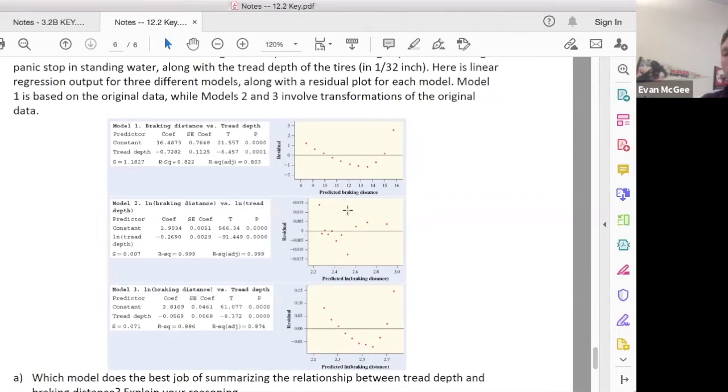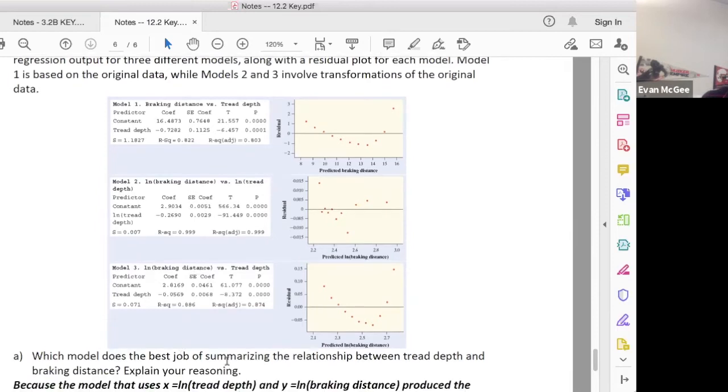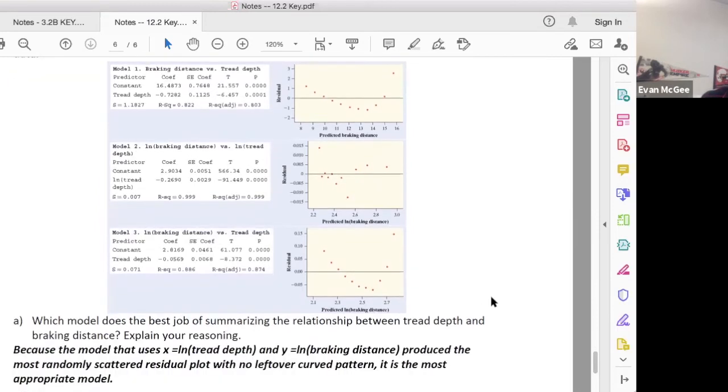This looks like it's evenly scattered, or there's no obvious pattern to me. And then the third one, they took the natural log of the distance and they did nothing with the tread depth. So here you can see again, there's an obvious curve in the residual plot. So which model does the best job of summarizing the relationship? It's obvious that Model 2, because there's no obvious curve in the residual plot. So remember, just use the residual plots to evaluate which linear model is the best fit.